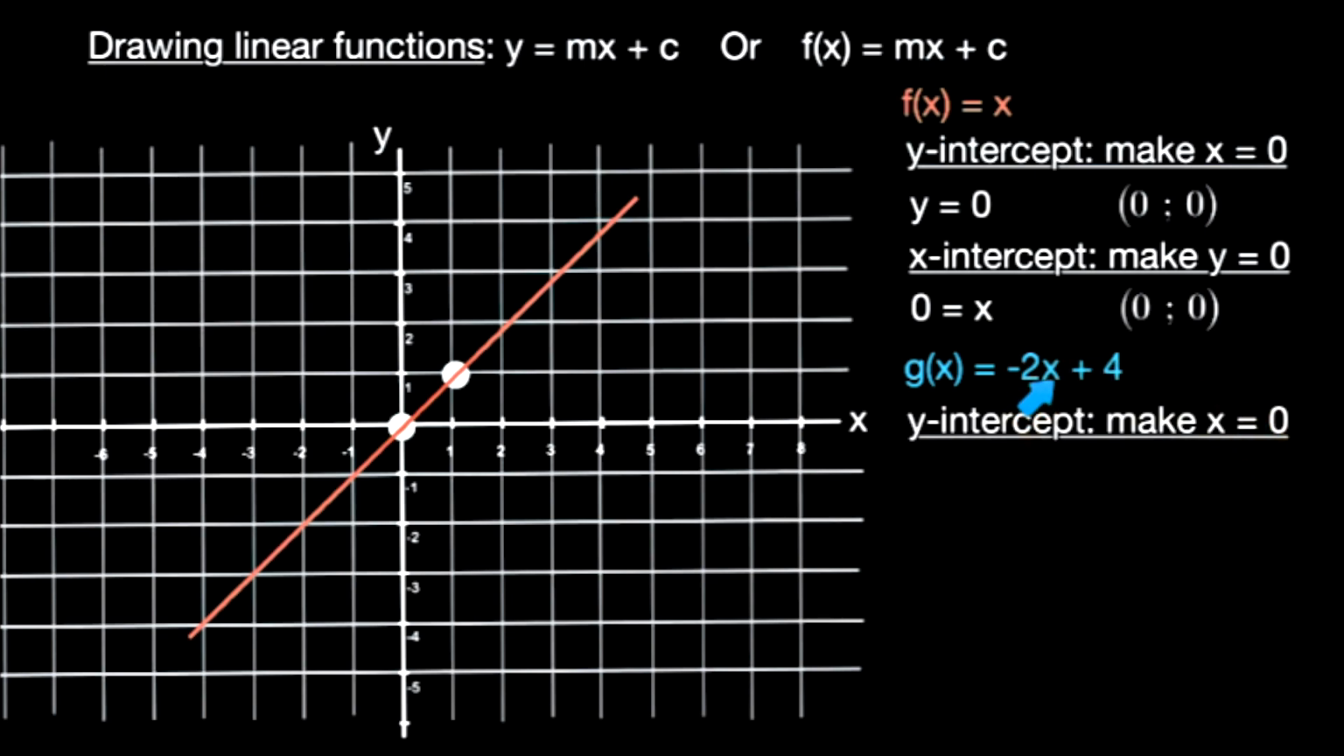To get the y-intercept, which is a place on the y-axis, we make our x-coordinate equal to 0. So in the place of this x, we put the 0. And -2 times 0 is 0, plus 4 is 4. So our y-coordinate is a 4. So our x is a 0 and our y is a 4.